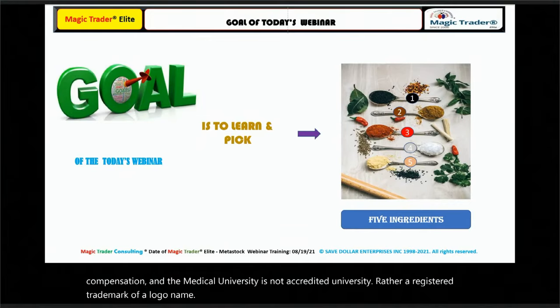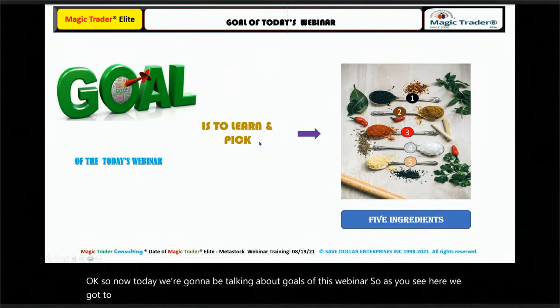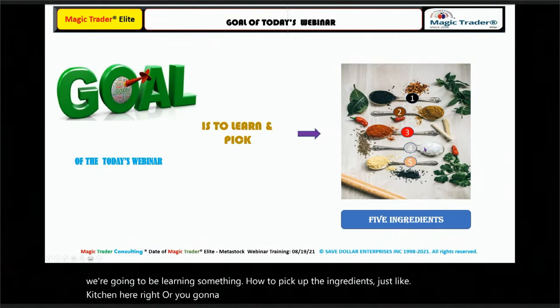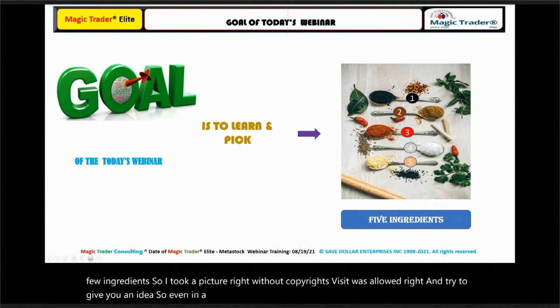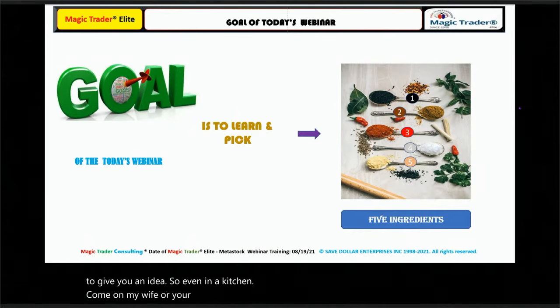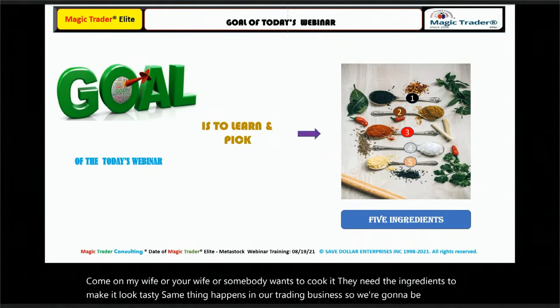Okay, so today we're going to be talking about the goals of this webinar. As you see here, we're going to learn how to pick up the ingredients, just like in a kitchen, right? Or you go into a supermarket and you want to prepare a food, so you select a few ingredients. I took a picture, without copyrights, basically it was allowed, and tried to give you an idea. Even in a kitchen, your mom, my wife, or your wife, or somebody who wants to cook needs the ingredients to make it look tasty. The same thing happens in our trading business. So we're going to be talking about those ingredients today.